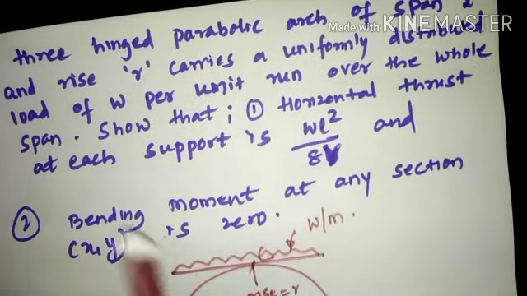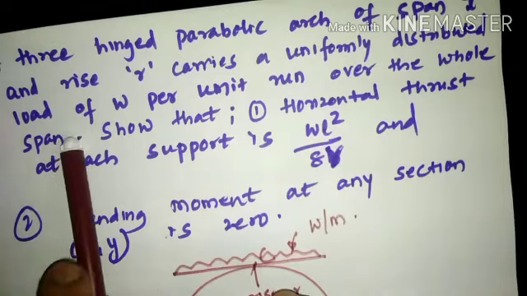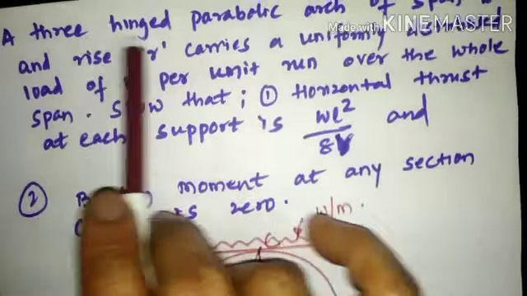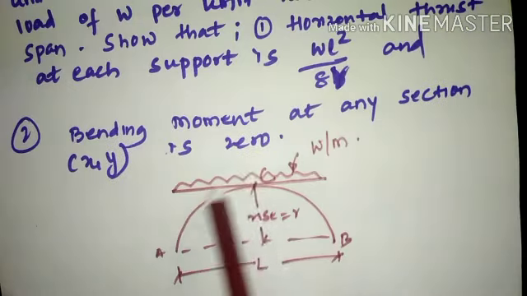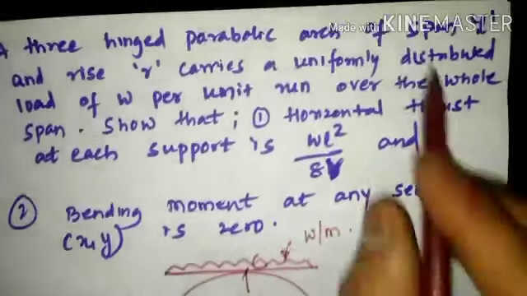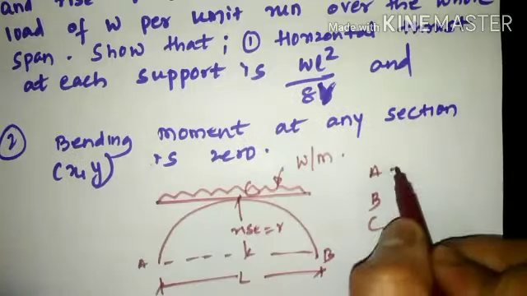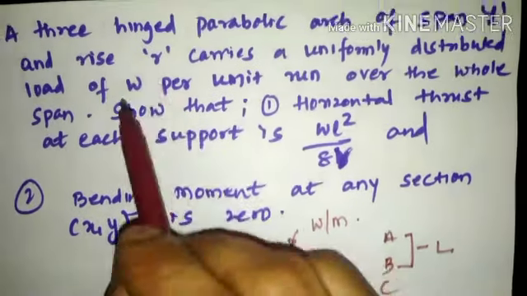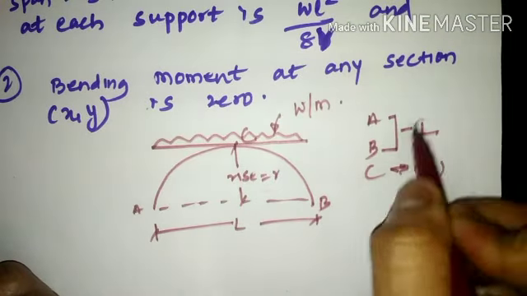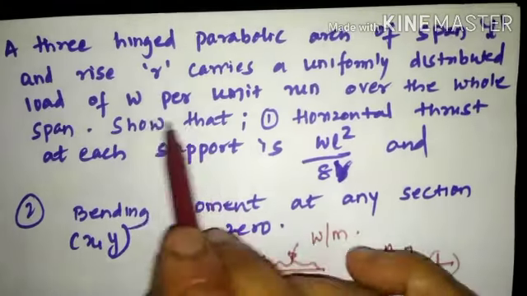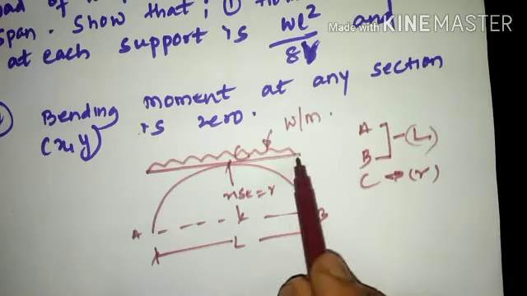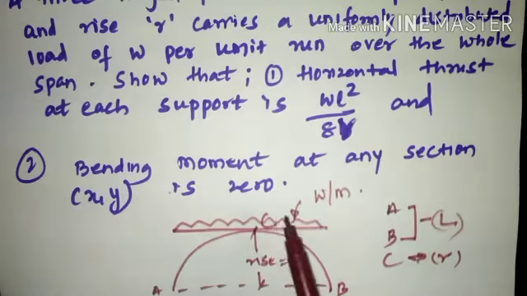Up till this point, the whole statement has been represented in the form of the diagram. The diagram shows a three-hinged parabolic arch, with hinges placed at A, B and C. The span of the arch is L, that means the distance between A and B is L. And the rise is R, that is, the height of the location of point C is R. Then it has been subjected to a load of W per meter over the whole span, on the top fiber of this arch.